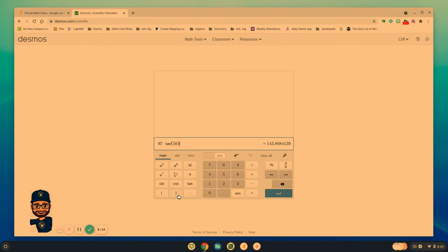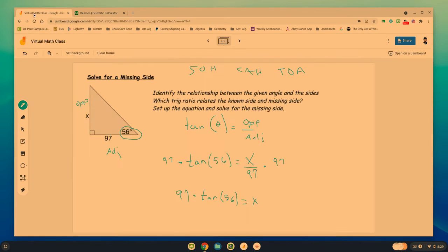And we'll close it. So if I type it in correctly, look at what we get. 143.808. So the second 8 makes it become a 1. 143.81. And that is our answer.